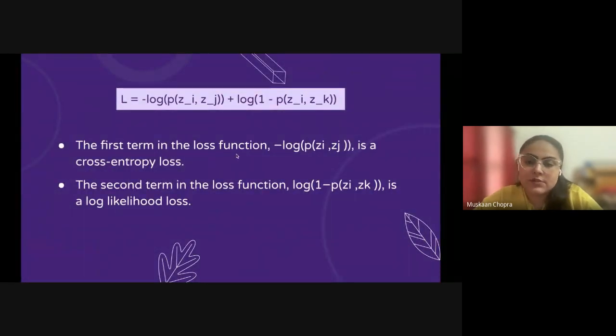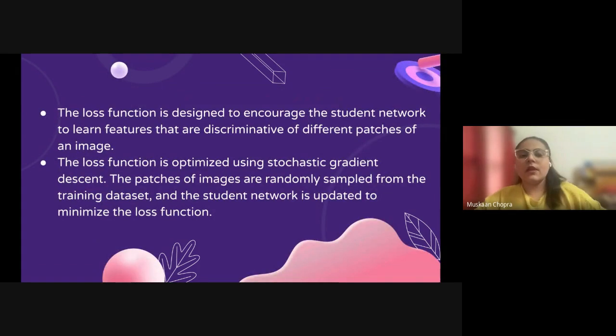The first term in the loss function is a cross entropy loss, and the second term is a log likelihood loss. The loss function is defined to encourage the student network to learn features that are discriminative of the image. It is also optimized using SGD, or stochastic gradient descent. The patches are sampled randomly from the training dataset, and the student network is updated to minimize the loss function, which had two terms as discussed.